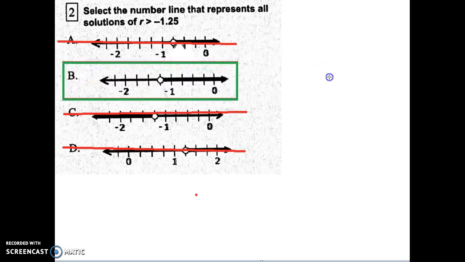All right. So that's how we got this one. Just think of R is greater than negative 1.25. So you go to the negative 1.25. That's where it's going to be. And then go to the greater than side. All right, and it should be an open dot because it doesn't have the equal to sign.